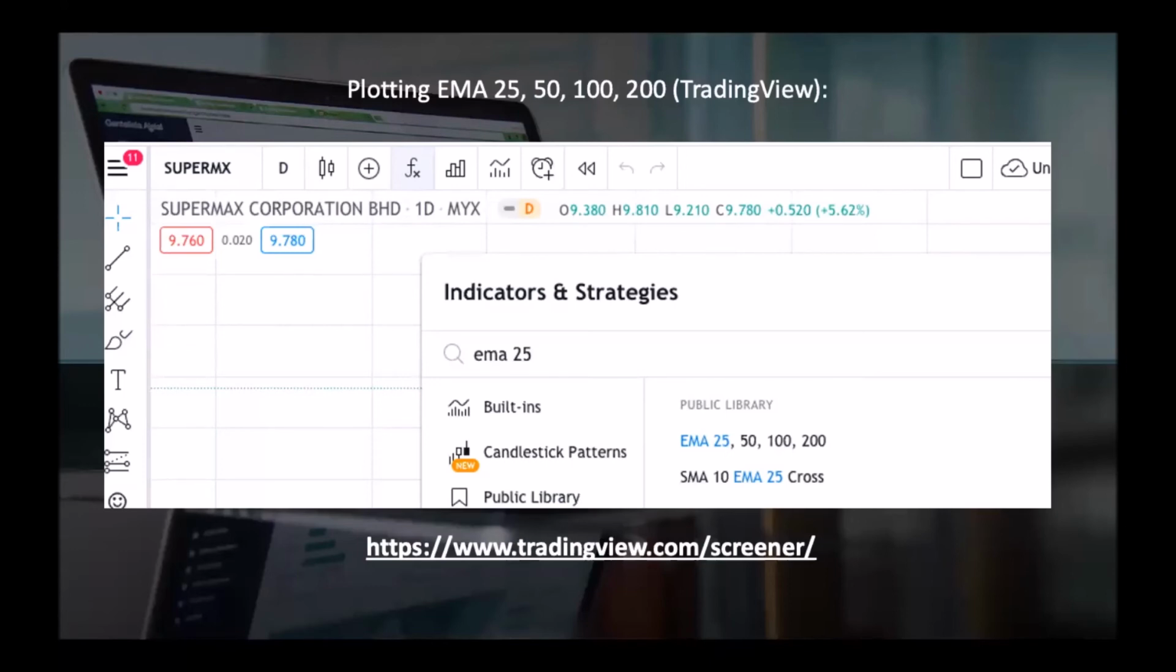I don't find it in the KL screener. I don't know how it is in KLSE. It's the same in TradingView. Then you go for EMA 25, then you look for 25, 50, 100, and 200.